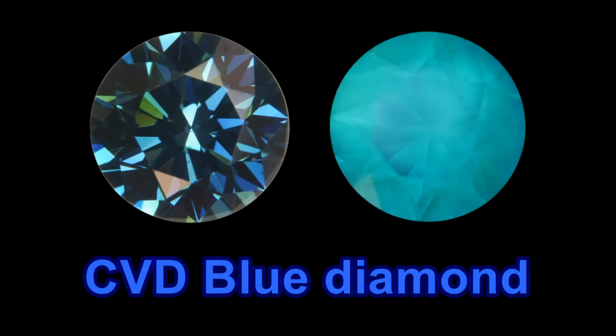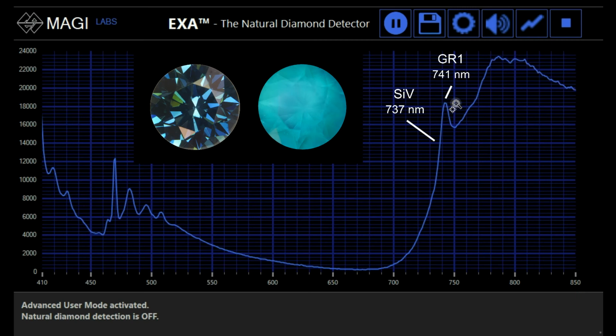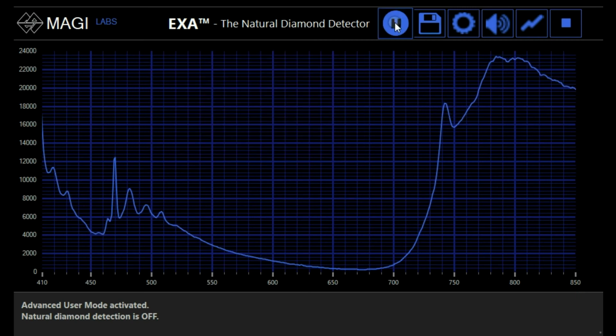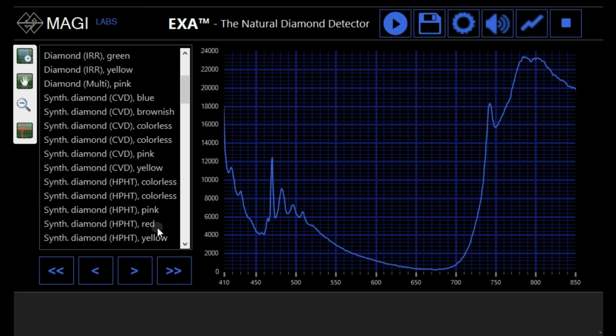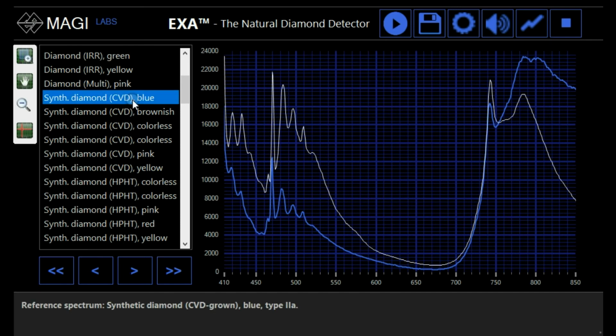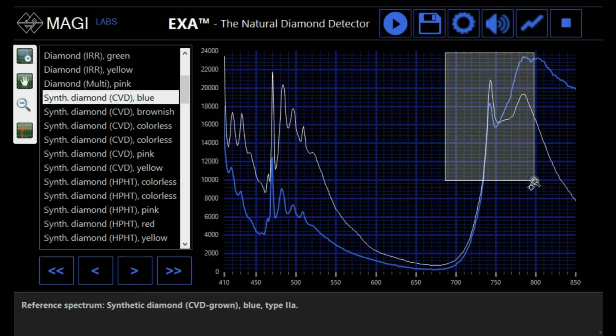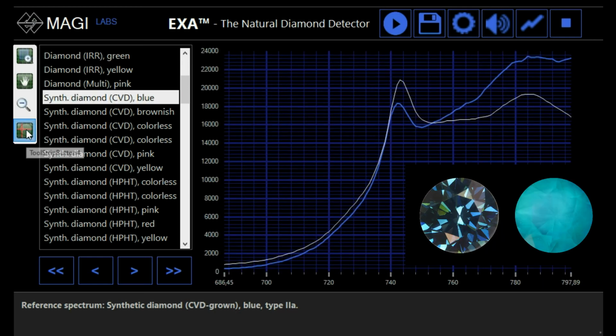CVD blue diamond. CVD blue diamonds are usually type 2A submitted to a post-growth irradiation. The fluorescence is usually weak, chalky greenish blue, and the spectrum features the distinct GR1 band at 741 nanometers, in this case diagnostic of irradiation. Unfortunately, the silicon vacancy band at 737 nanometers is too close to the GR1 to be distinguished at room temperature.